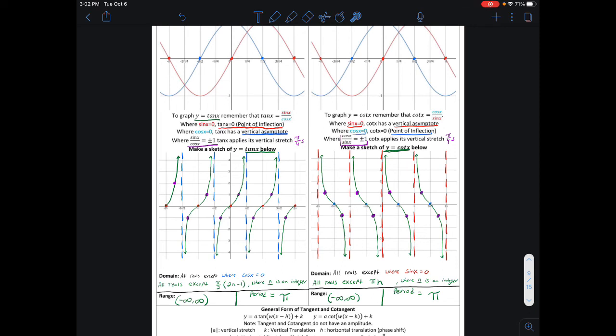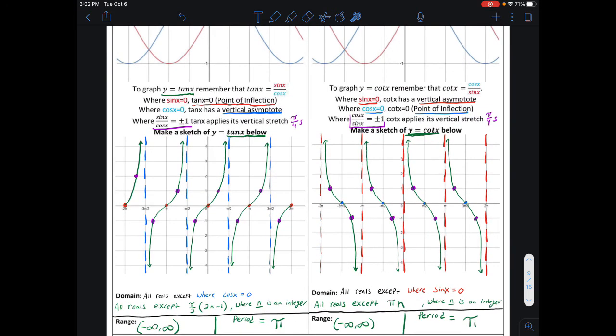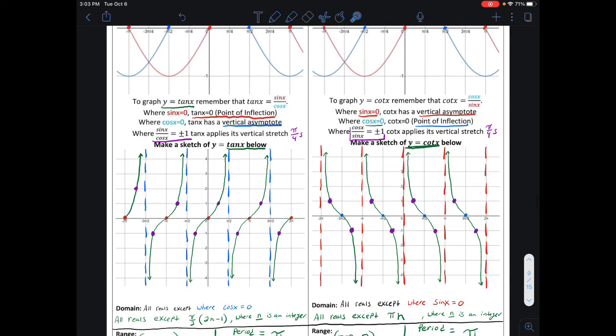The range of tangent is the set of all real numbers. Look inside here in the middle. Every single y value would be accounted for in between those two vertical asymptotes. So the range is all reals. The period of tangent is not 2 pi. Look at how long it takes to do one full graph here. In between the window from negative pi over 2 to positive pi over 2, tangent does everything it's going to do before it starts to repeat itself. So tangent has a period of pi radians.